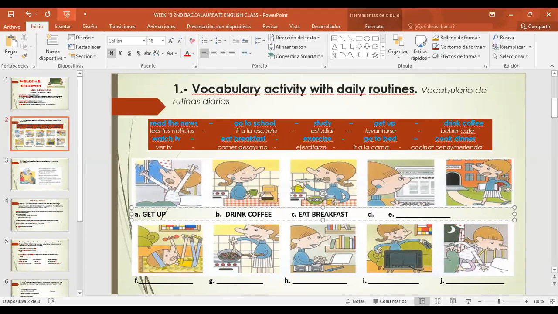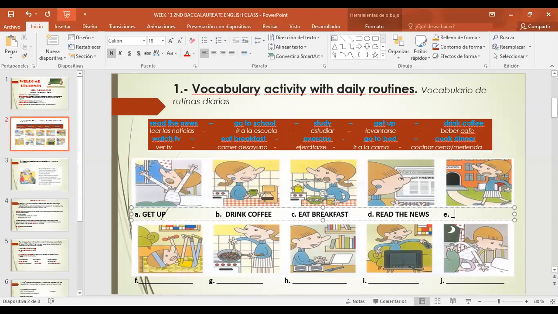Okay. So letter D. En la D, ¿cuál iría? Read the news. Very good. Leer las noticias. Excellent. Cool. Very nice, guys. So, the other one. En la E, ¿cuál iría? ¿Cuál creen que va? A ver.